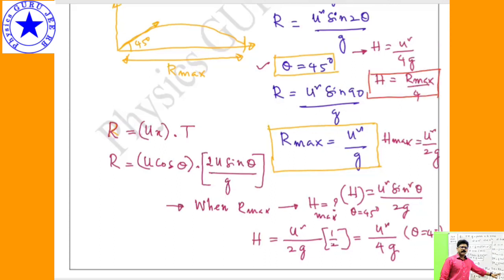R max divided. That is the relation between H max and R max. The only condition is when R is maximum, H is maximum. That's all. Is it clear, all of you? Yes, no? Tell me, hope it is clear.